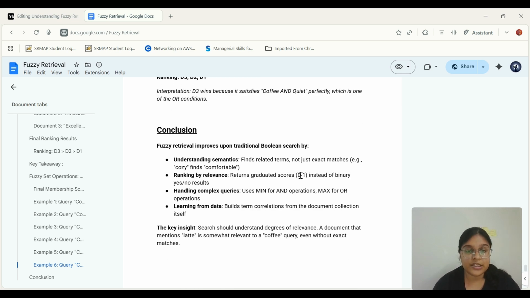And in the conclusion, we can say ranking by relevance is easier because you see the close enough values, and you can then understand which is the closest query term to our query. So handling complex queries becomes easier, like we can use the min operation, complement operation, max operation to handle those complex queries, and learning from the data becomes easier by building term correlations and document collection itself. So that's all about fuzzy retrieval.